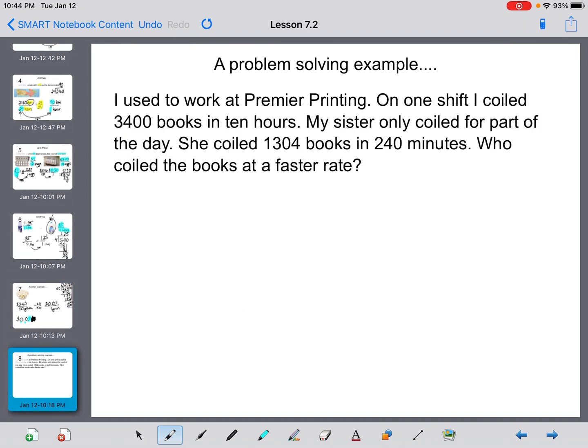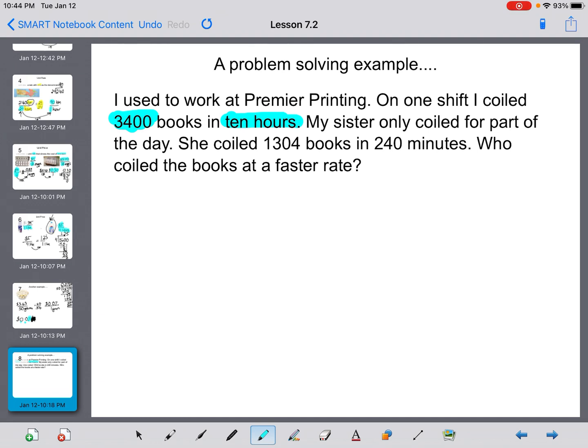All right, let's do one more question. Good to do a problem-solving example because you're going to be doing 2 of those in your textbook. So again, like my example from before, I used to work at Premier Printing where I made those agendas. On one shift, I coiled or put coils on 3,400 books in only 10 hours.